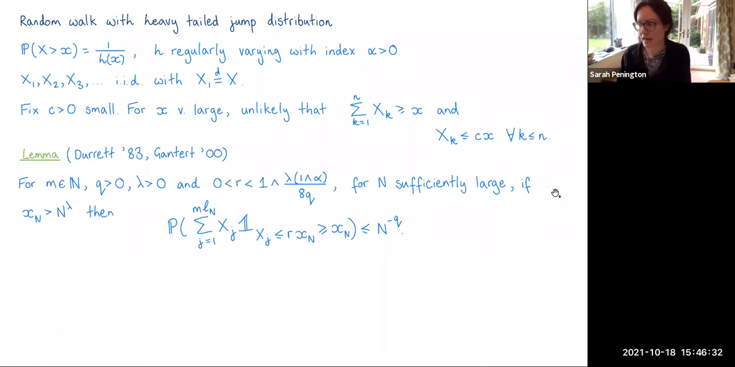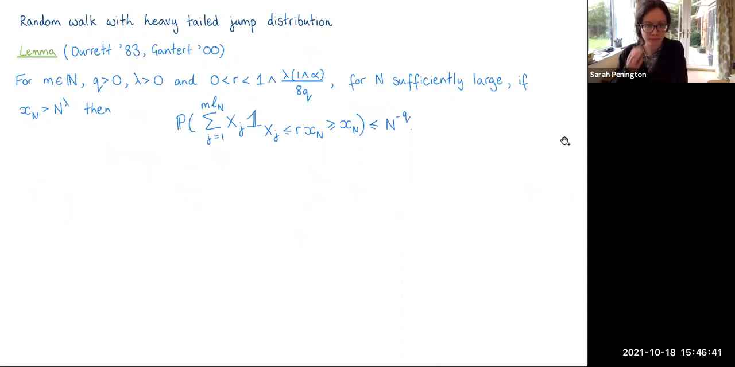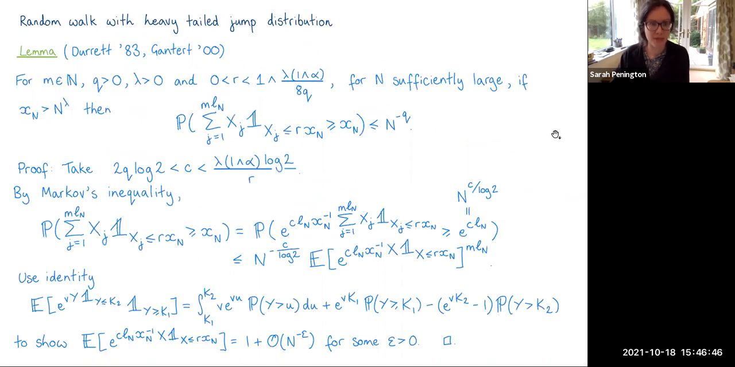So I'll show you roughly how we prove this result. I'll move the result to the top of the slide, and this is roughly how we prove it. First of all, we take a constant c that is between 2q times log 2 and lambda times the minimum of 1 and alpha log 2 over r. Our choice of r here in particular means that such a c exists.